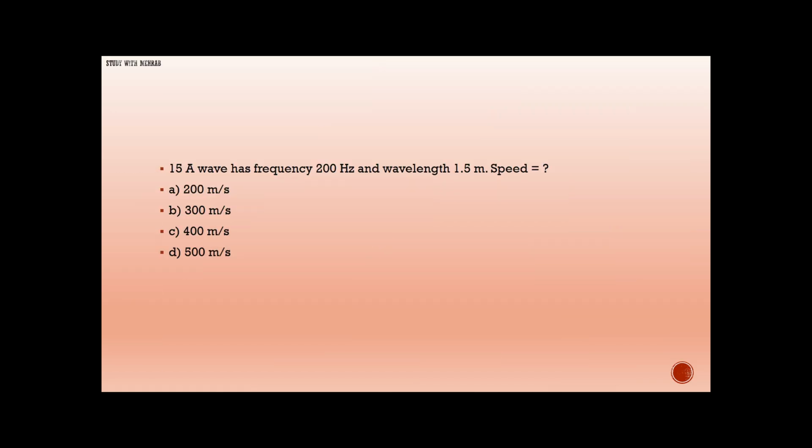A wave has f equal to 200 hertz, lambda equal to 1.5 meters. Speed is equal to what? 200 meters per second, 300, 400, or 500? So the answer is 300, because v is equal to f multiplied by lambda, equal to 200 multiplied by 1.5, equal to 300 meters per second.